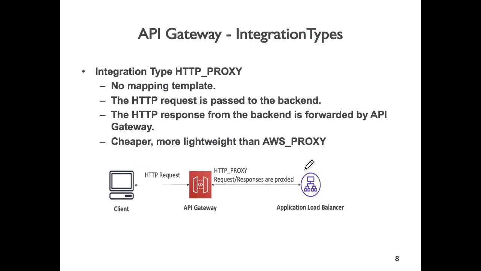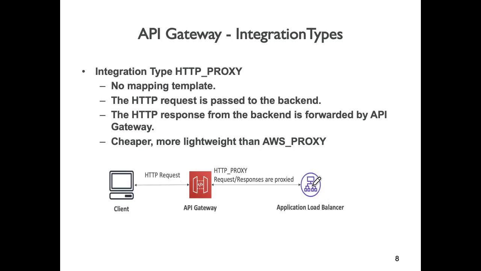So that's AWS proxy. There is another integration type called HTTP proxy, which we won't be looking at either. In HTTP proxy, whatever form the request is coming in at, that exact form is passed on to the backend. So there's no wrapping up of the query string or the headers into nice convenient key value pairs that are made available to your backend. The actual raw HTTP request is simply proxied on to your backend.